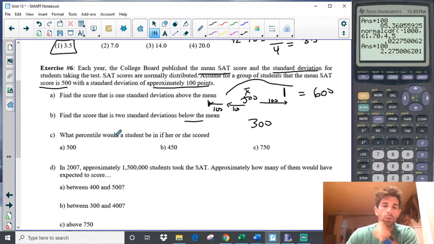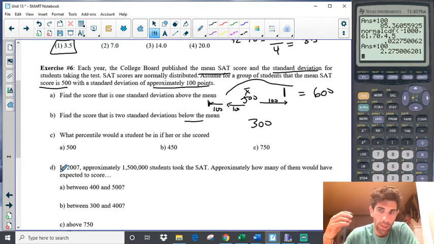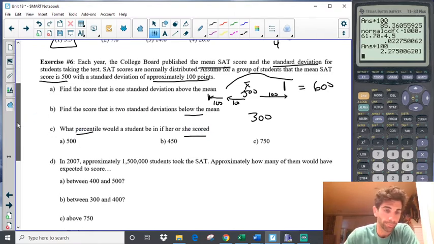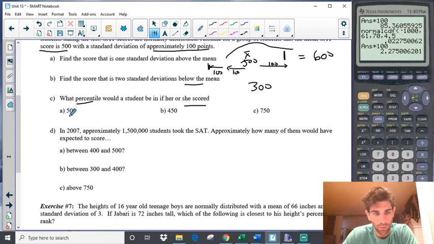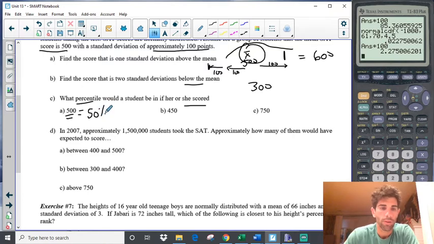What percentile would a student be in if he or she scored? All right, so now here's how I know if I'm going to be using this normal CDF, because I'm asking for a percentile and I'm giving you their score, right? So let's start off here. I got a 500. Well, the mean is 500. Where the mean is always what percentile? Good, 50th percentile. Okay, so 50% or 50th percentile.